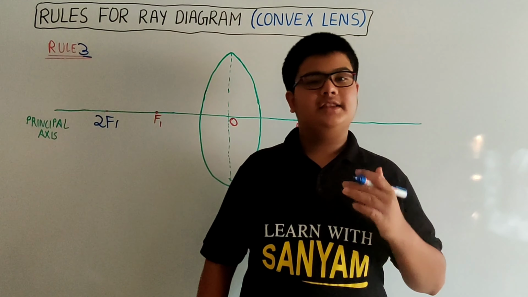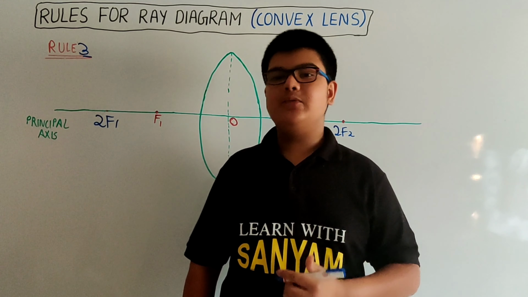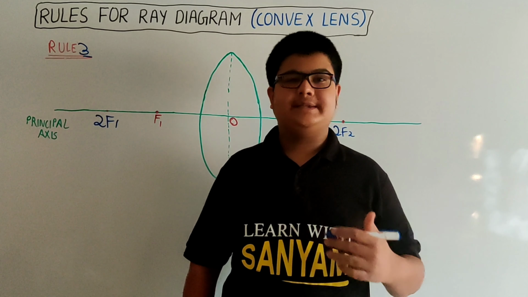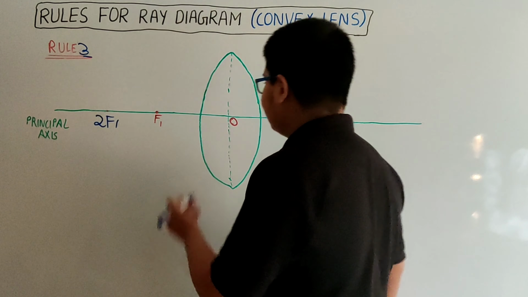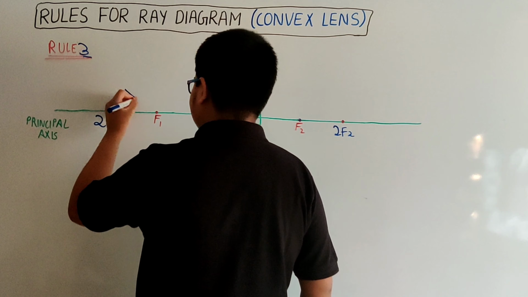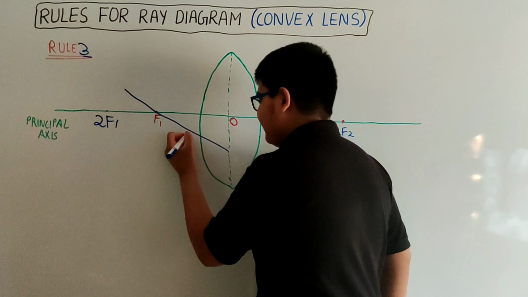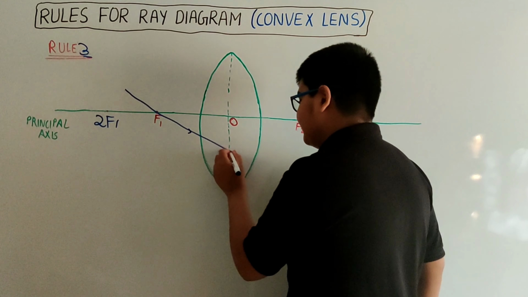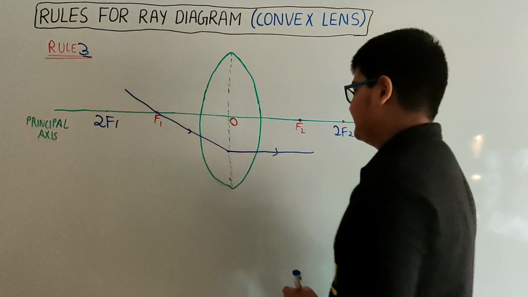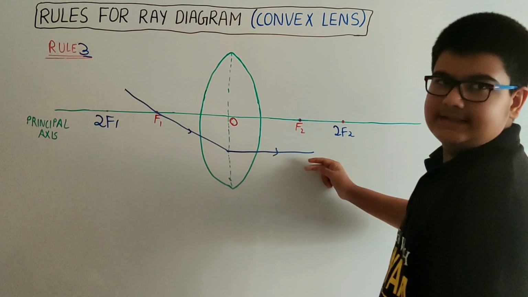Now let's discuss the third and last rule. This rule says that if the incident ray passes through the focus, then the refracted ray is parallel to the principal axis. So let's draw an incident ray passing through the focus F1. Here, on getting refracted, it will be refracted parallel to the principal axis. So you can see that this refracted ray is parallel to the principal axis.